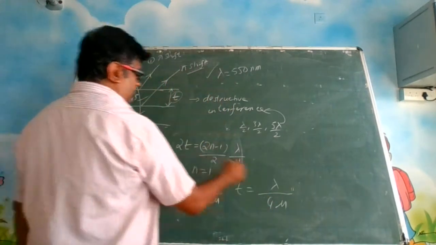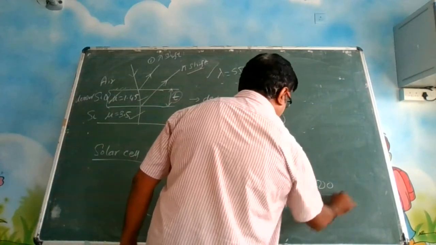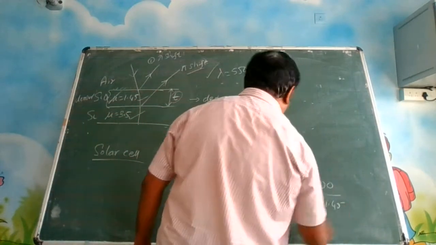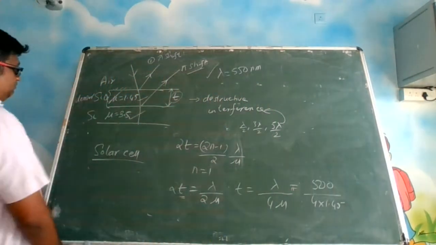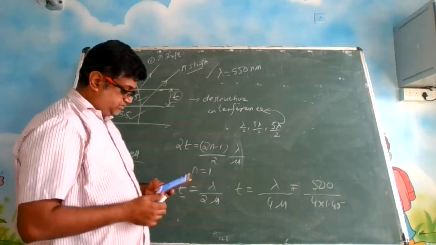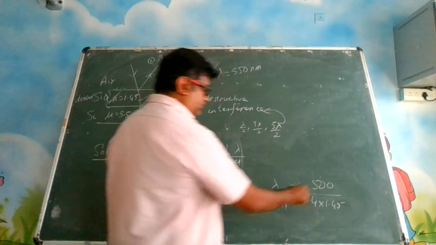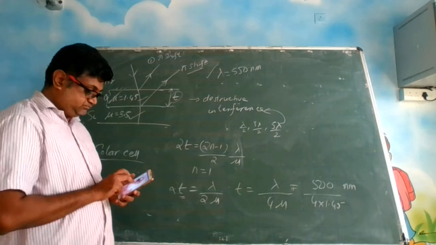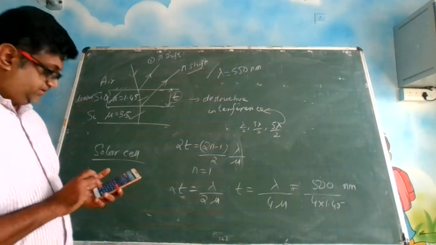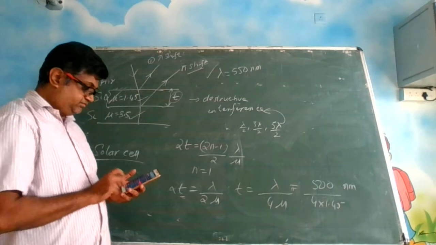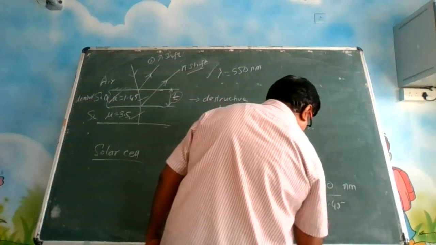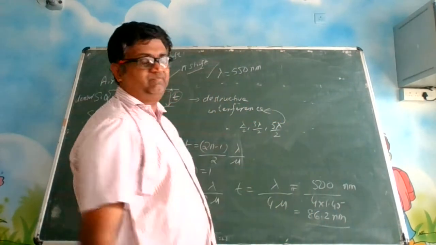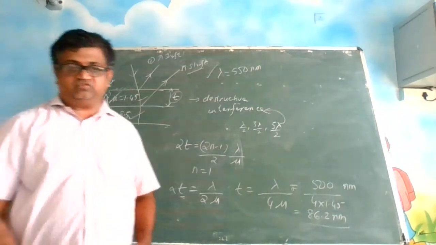Just put the values here. 500 nanometer. 500 divided by 4 into 1.45. Don't put this value of 3.5. You have to put 1.45. You will get the answer in nanometer. So the answer will be 500 divided by 4 divided by 1.45. It is 86.2 nanometer. It is not a very large number, it is a very small number. Nano means what? 10 power minus 9.